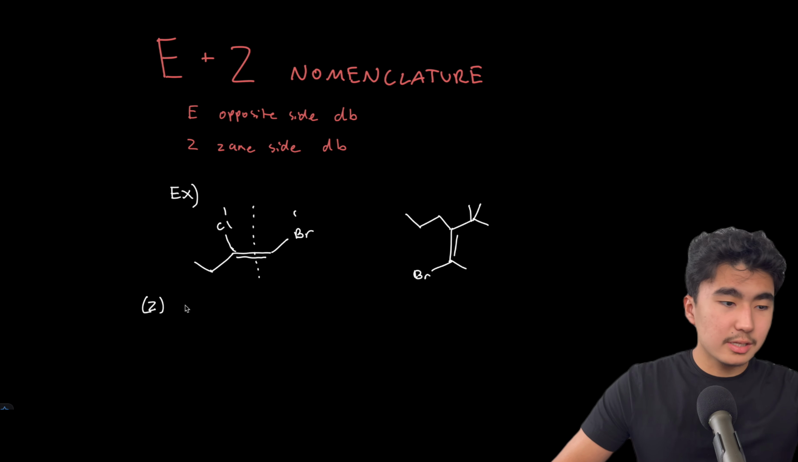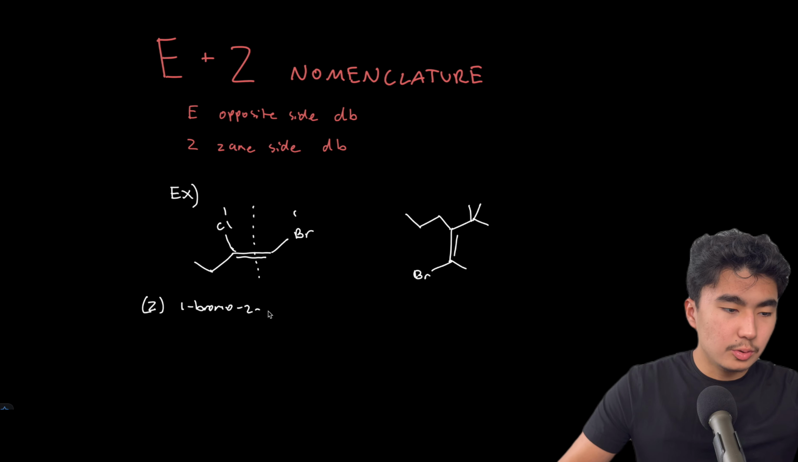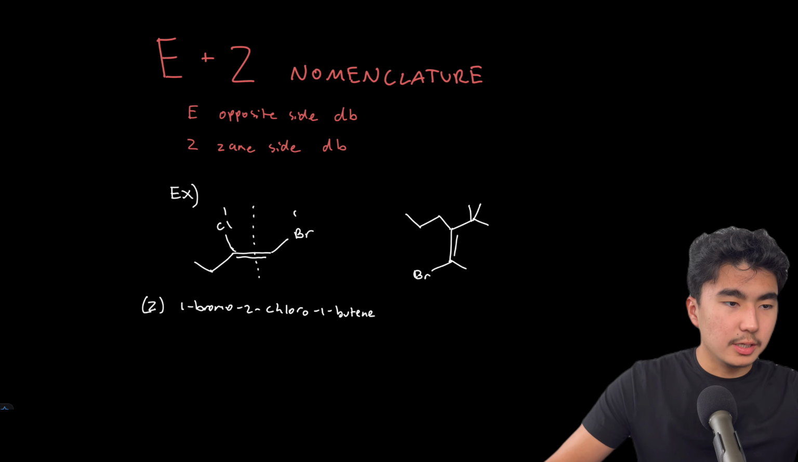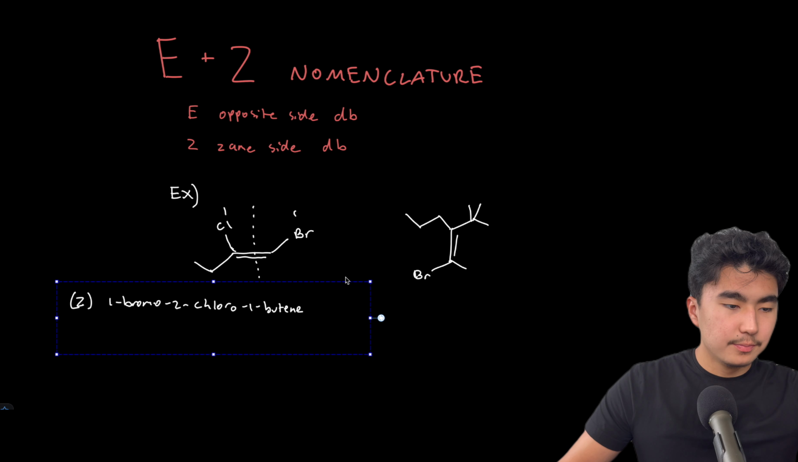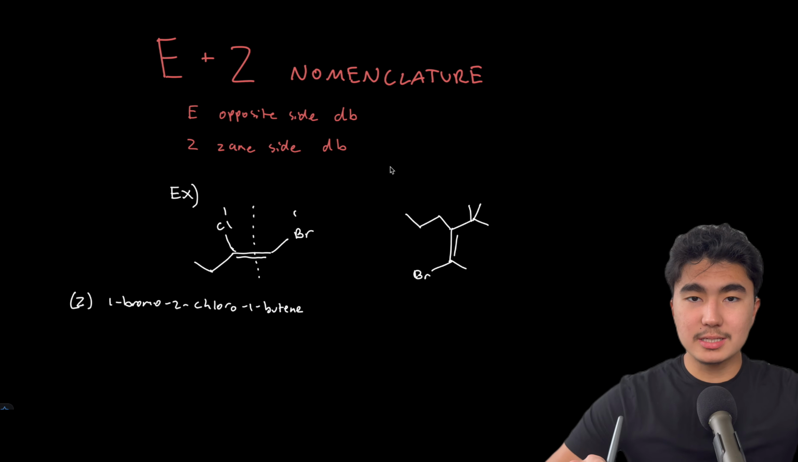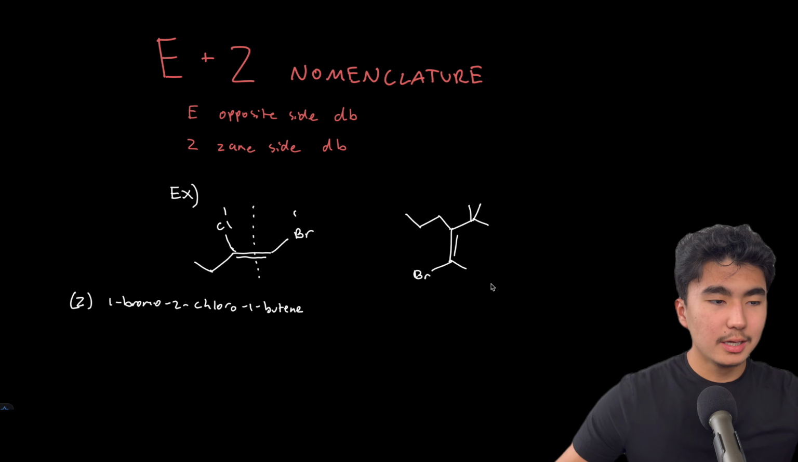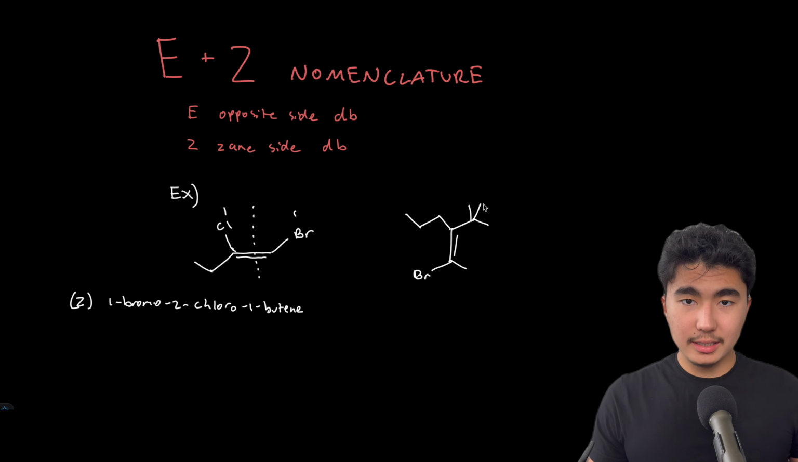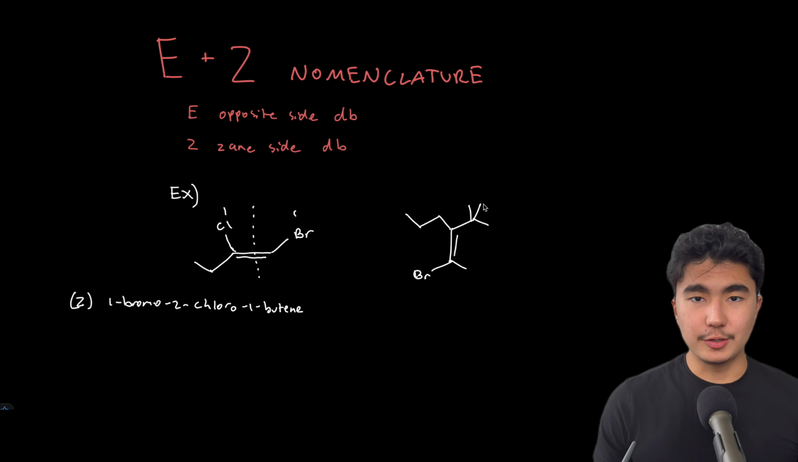Specifically, this molecule is 1-bromo-2-chloro-1-butene. Let me actually move this over here. And that would be our name for this molecule. So I want you guys to pause this video and see if you can identify which nomenclature this is. Is it going to have the E configuration or the Z configuration?